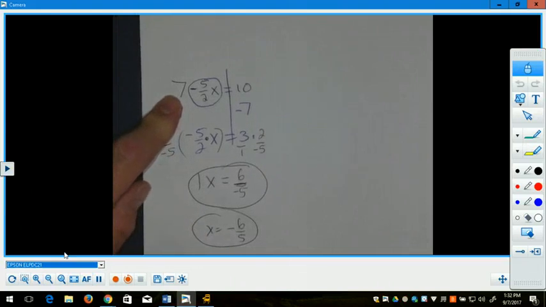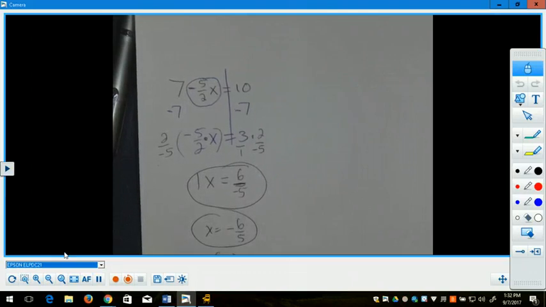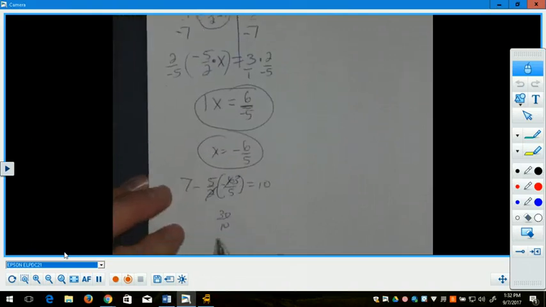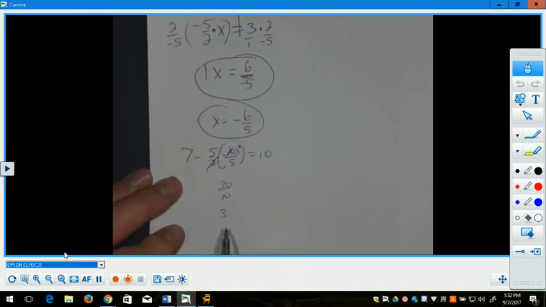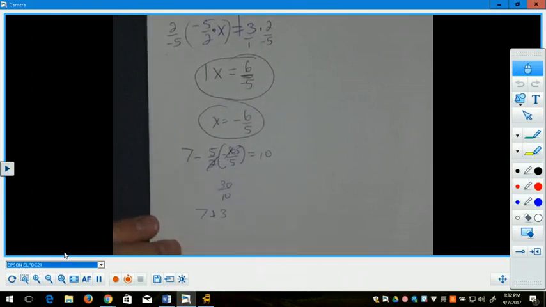7 minus 5/2 times negative 6/5 equals 10. I can either multiply these, or I can simplify this by saying 2 goes into 6 3 times. If you choose to multiply them, you'll have 5 times 6 is 30. 2 times 5 is 10. You'll get 30 over 10, which is 3. And 7, and it was negative times negative, which made that a positive 3, which does add to 10.